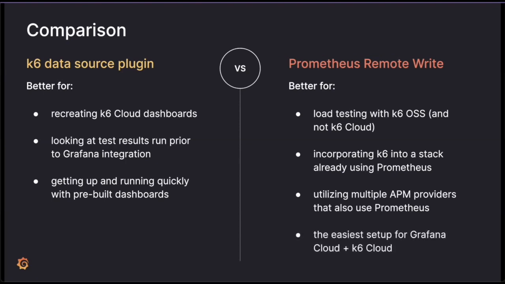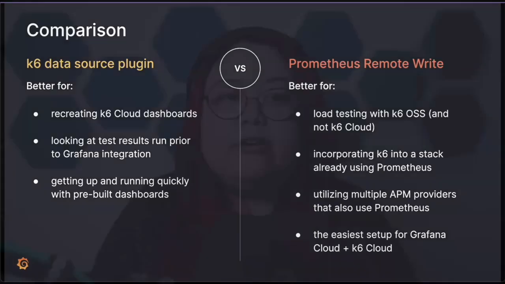And lastly, I think that Prometheus Remote Write is the easiest setup if you're using both Grafana Cloud and K6 Cloud. However, nothing's really stopping you from using both. As you can see, I have both set up. I personally like the data source plugin because it lets me go back by test, but then sometimes if I've just run a test and I just want to see what's happening right now, then I'll go use the Prometheus Remote Write dashboard that I set up. So I kind of use them interchangeably.